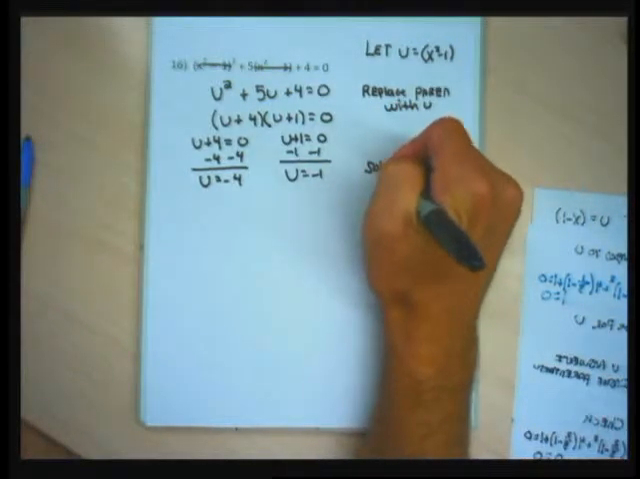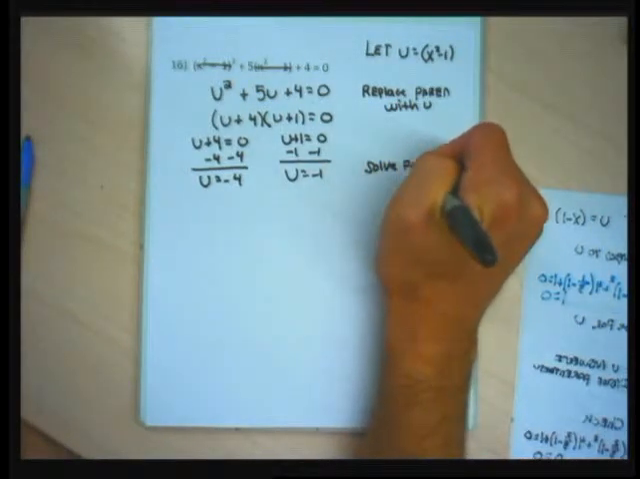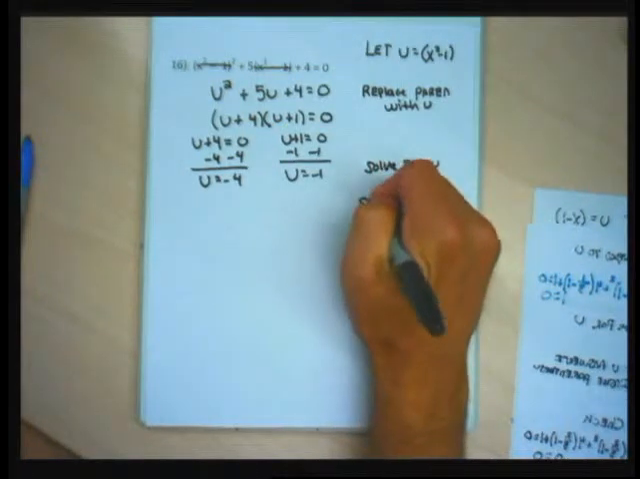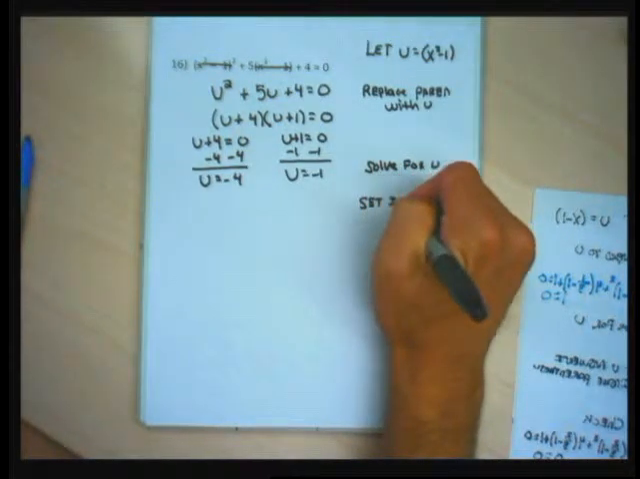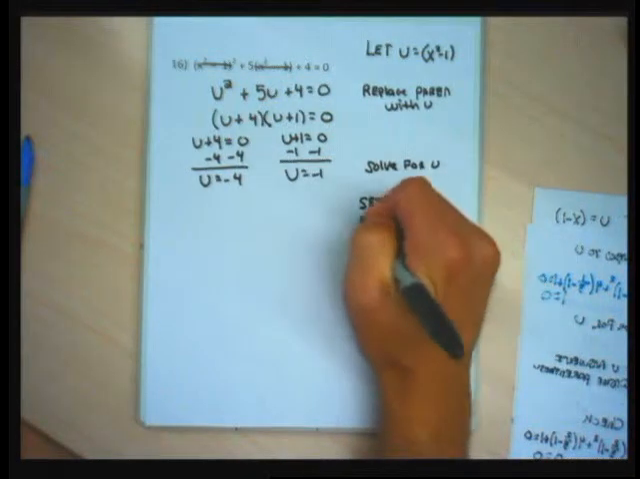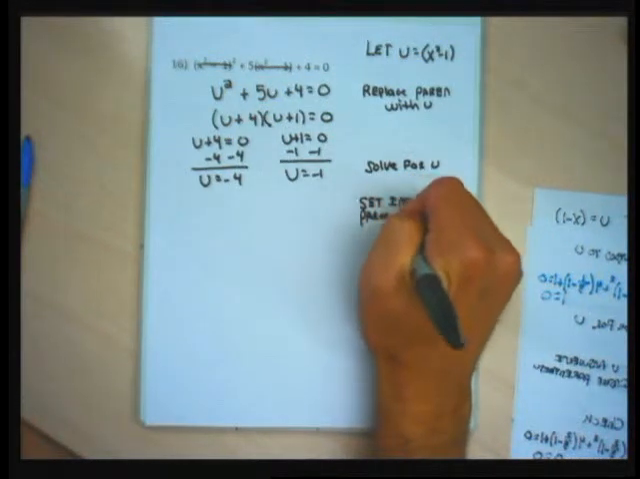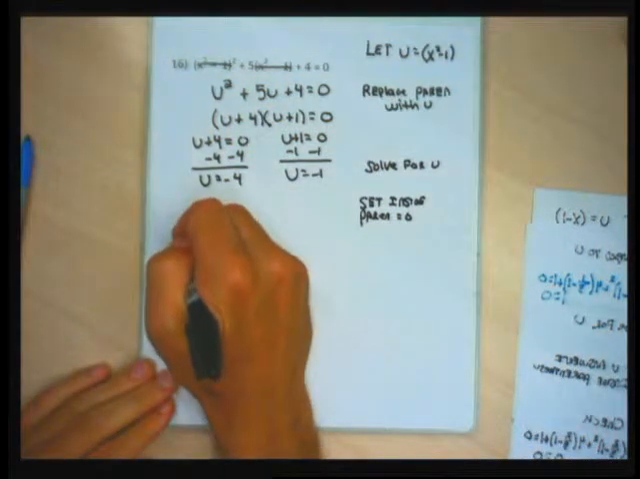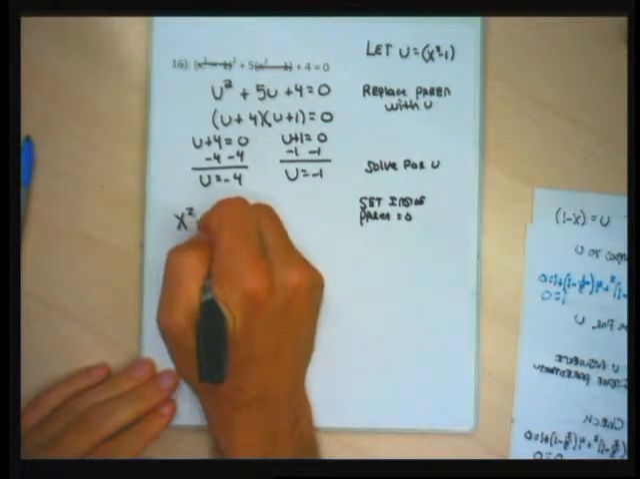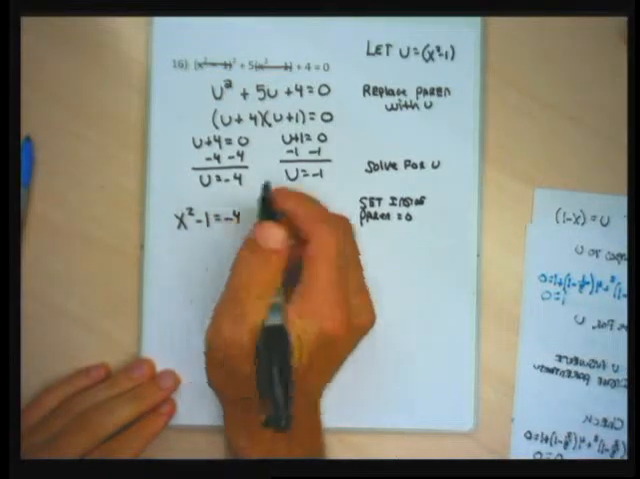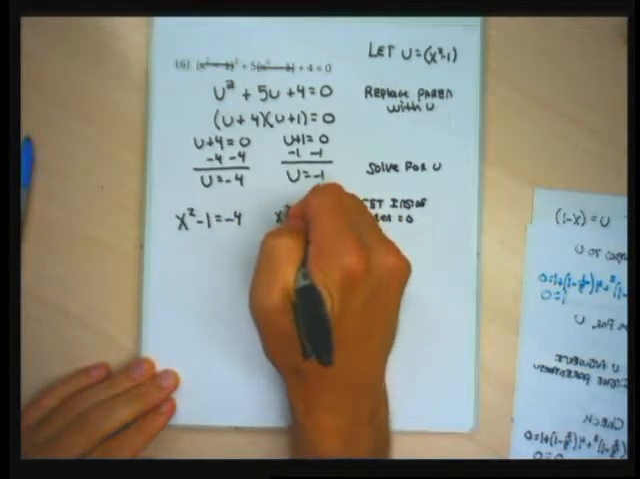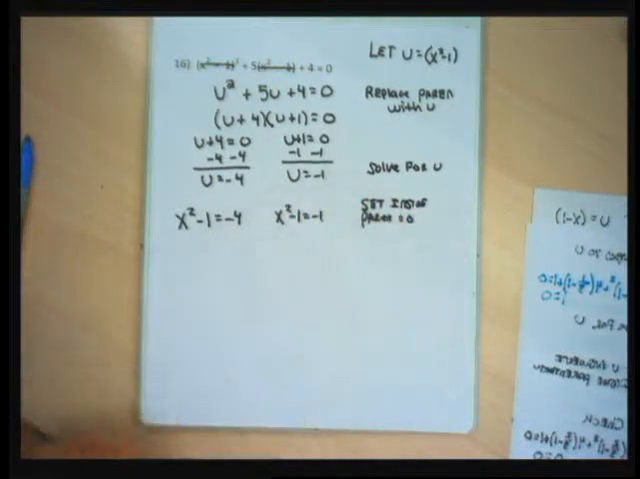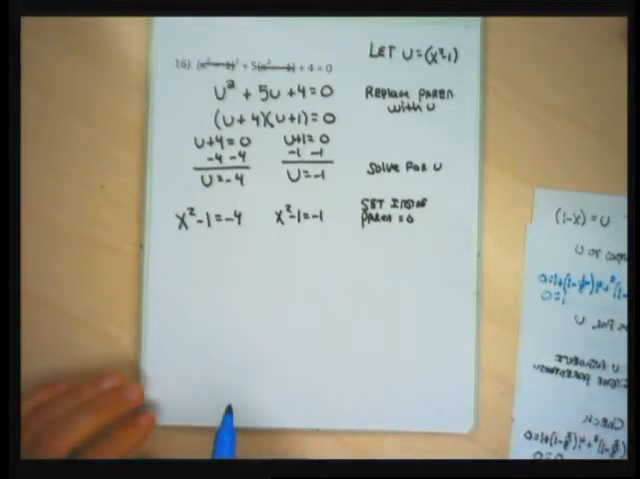Solve the u problem, and then I'm going to set the inside of the parentheses equal to the u. -4 and -1 aren't likely solutions to this problem, so I'm going to go x squared minus 1 equals -4, and x squared minus 1 equals -1. So I'm going to solve for x's by setting the x equal to the u answer.